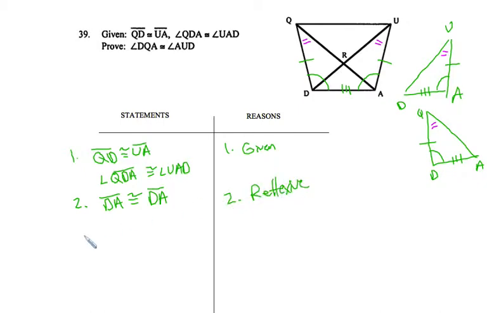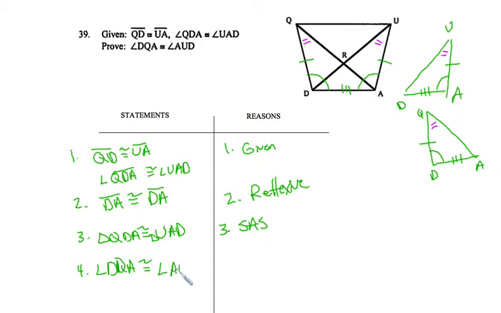And then from those pieces I was able to say that my triangles QDA and UAD were congruent because of a side-angle-side relationship. And if I have congruent triangles, then I should be able to say that angle DQA is congruent to angle AUD because of CPCTC.